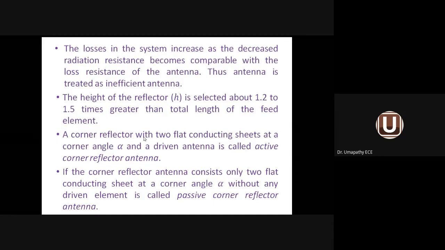A corner reflector with 2 flat conducting sheets at a corner angle alpha and a driven element is called an active corner reflector. Suppose you don't use a driven element, it is called a passive corner reflector with an angle alpha.